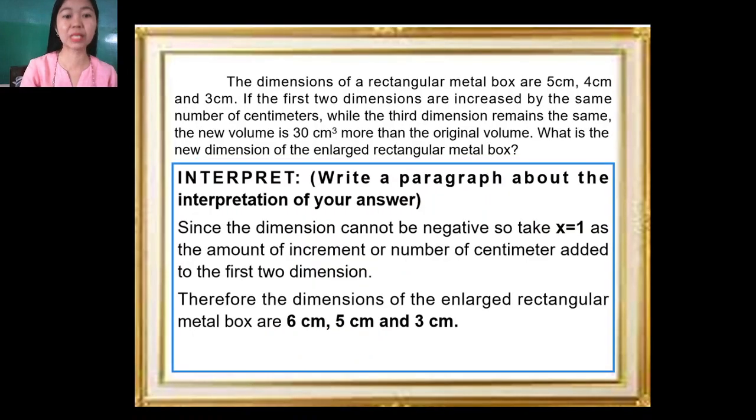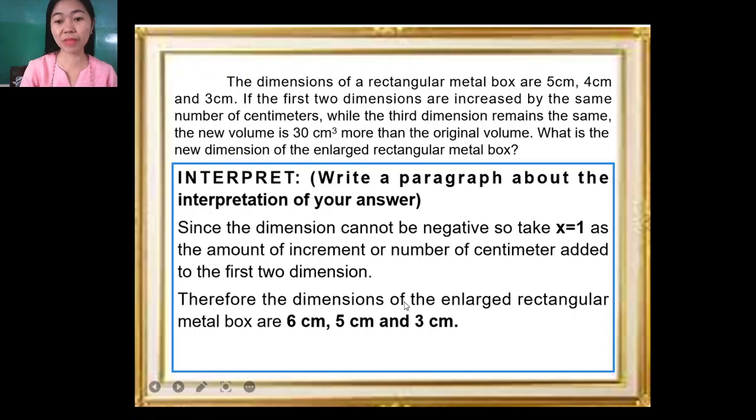Meaning, in step 3, we are going to interpret. So, we are going to write an explanation or interpretation of our answer. Sabi dito, since the dimension cannot be negative, so take x equals 1. So, hindi naman kasi pwedeng maging negative yung dimension. Kaya, i-disregard natin yung negative 10 as the value of x. Kasi pag naging negative 10 siya, magne-negative yung ating dimension. So, if x is equal to 1, meaning this is the amount of increment or the number of centimeter added to the first two dimension.